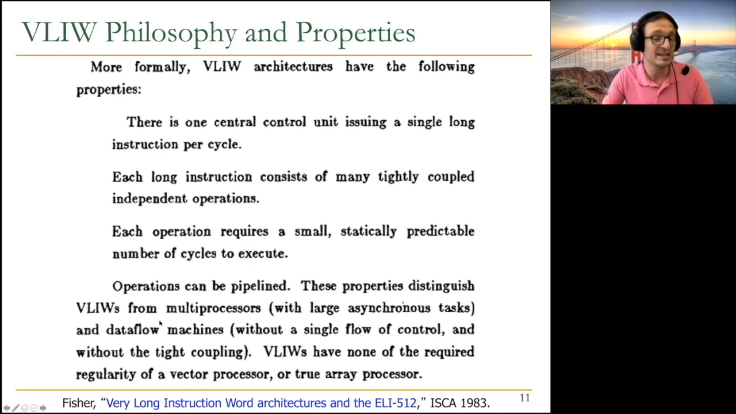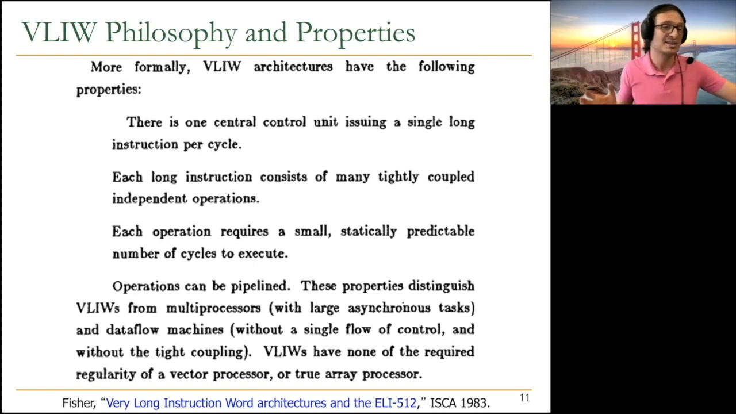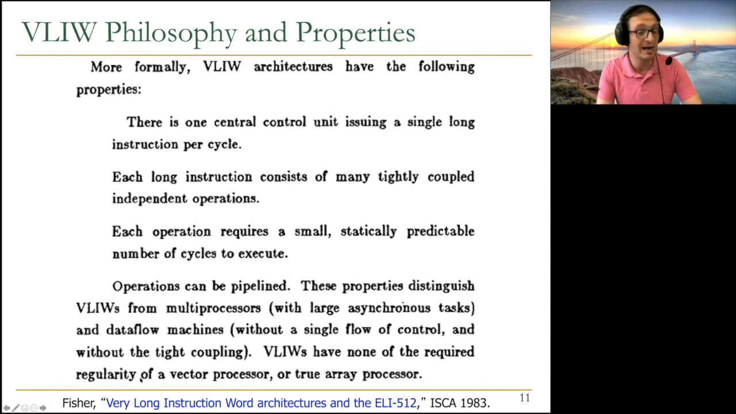These properties distinguish VLIWs from multiprocessors, because multiprocessors parallelize code with large tasks, right? Large threads, let's say. And data flow machines don't have a single flow of control, and they don't have the tight coupling between instructions, as we have discussed also. And as we will see in the next lecture, VLIWs require none of the regularity of a vector processor or an array processor, which we will discuss in the next lecture.